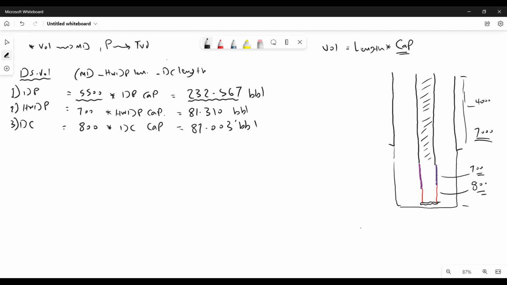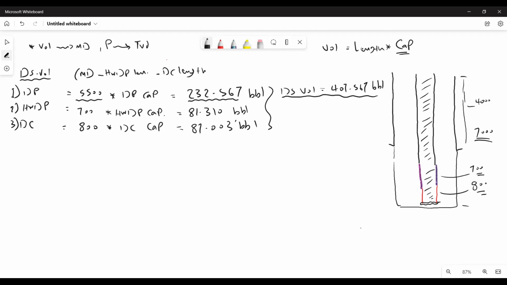Now to get the drill string volume, you need to make a summation of all of these three parts: drill pipe, heavy wall, and drill collar. So now drill string volume equals the summation of all of these volumes. Let's say the answer is about 407.567. Just keep 3 decimal places. Now we have the drill string volume. Okay, now go ahead to calculate the open hole volume and casing volume, the annulus volume.